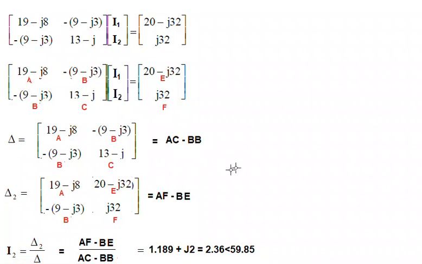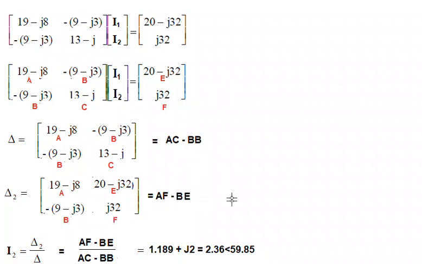And now in this question we have to find I2, and I hope you remember that to find I2 we need delta 2 divided by delta. Now what is delta 2? We replace the second column of delta with the voltage. So we are replacing this column with these voltage terms. So this becomes delta 2, and here also we write the equation. So it is AF minus BE.